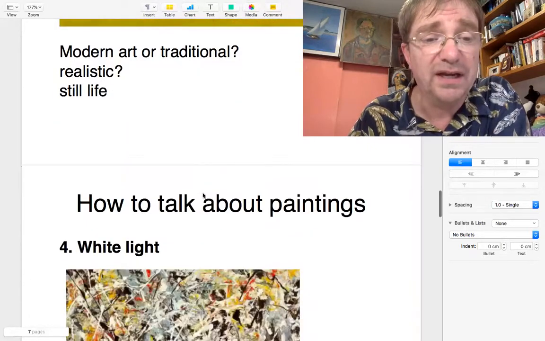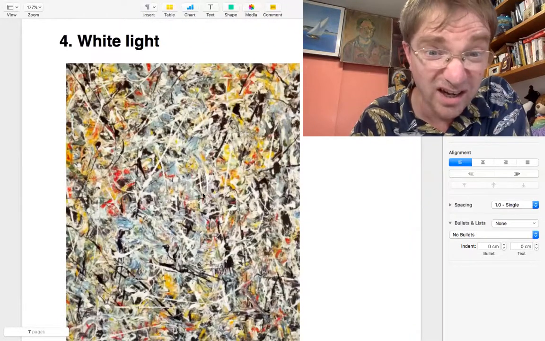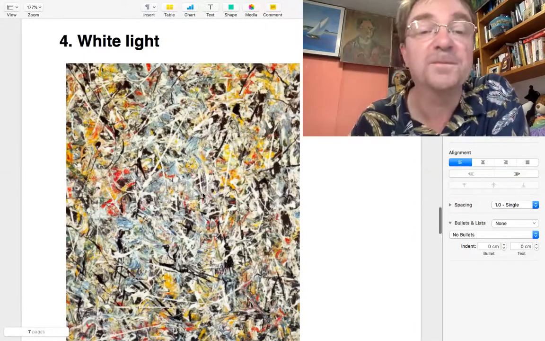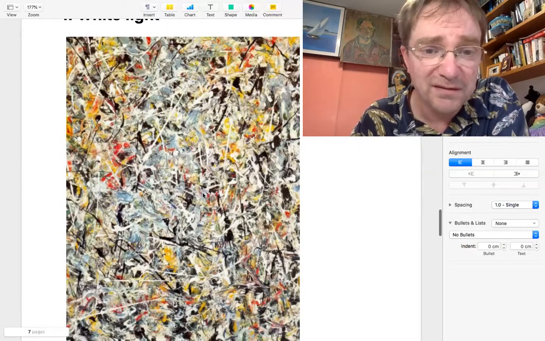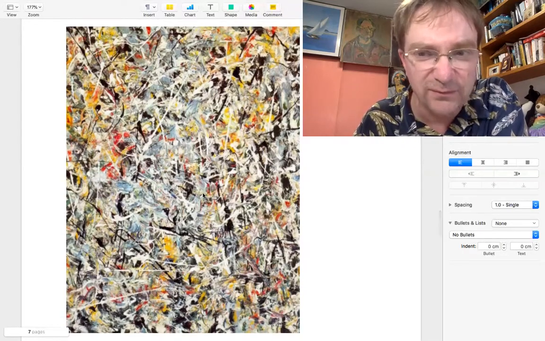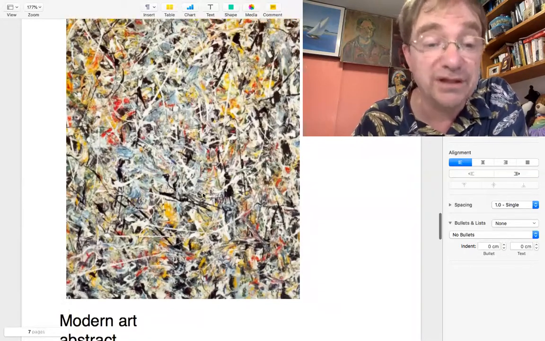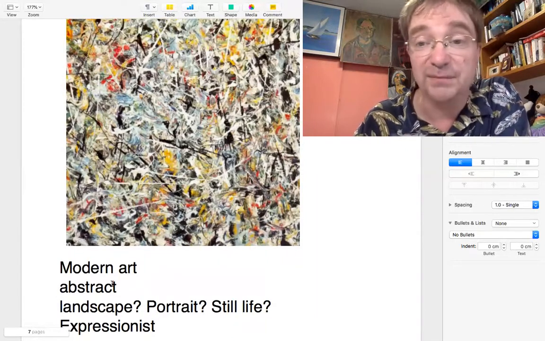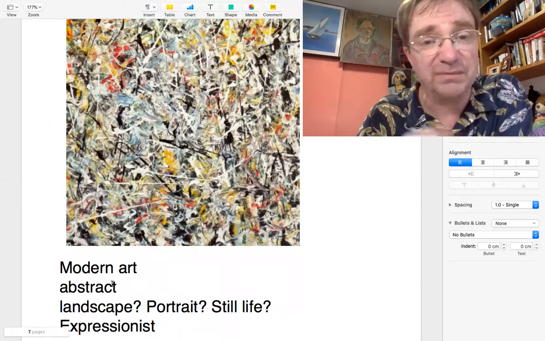Let's move on. Okay, here's another one. What's this? White Light, this is called. This is by Jackson Pollock in 1954, I think. Now, what can we say? There are no people in there, so it's not a portrait. There's no landscape. It's not a landscape. Still life? No, it's not a still life. So what is it? It's very abstract. So this is definitely modern art, not traditional.